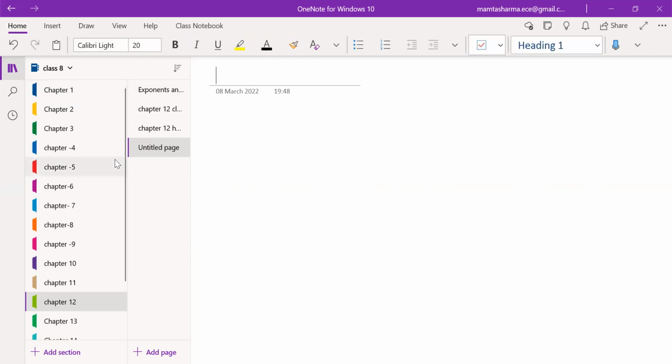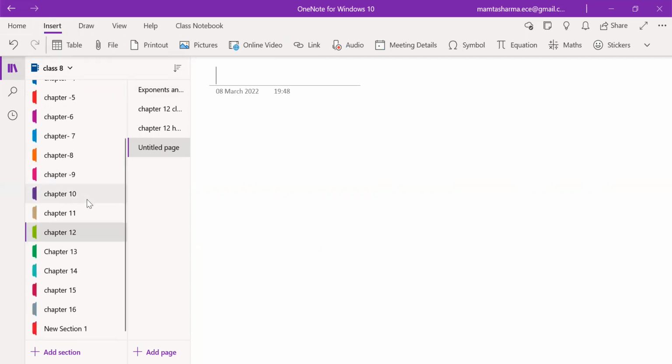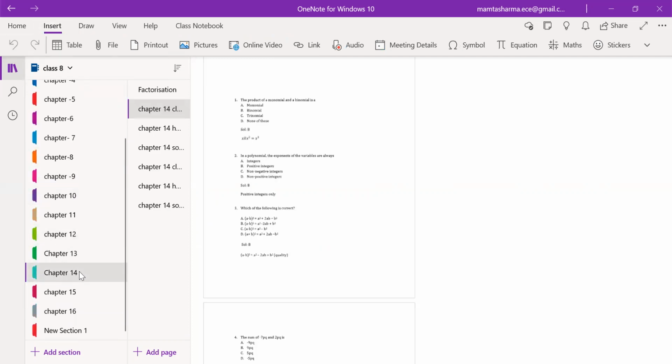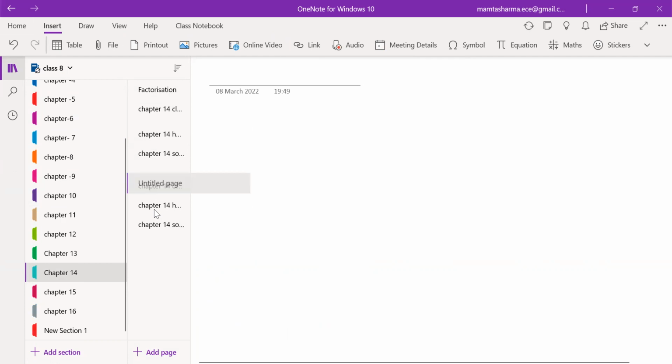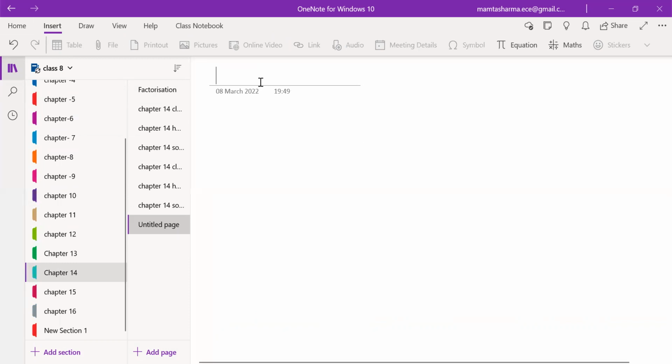Now let me upload the question paper. Wait, insert. Question paper was of factorization, right? Yes. Ma'am, actually tomorrow is my math exam. Tomorrow is your math exam. Yes, ma'am. So which chapter is coming? How many chapters? Comparing, 12 chapters. Okay, that is coming. So ma'am, what to do?